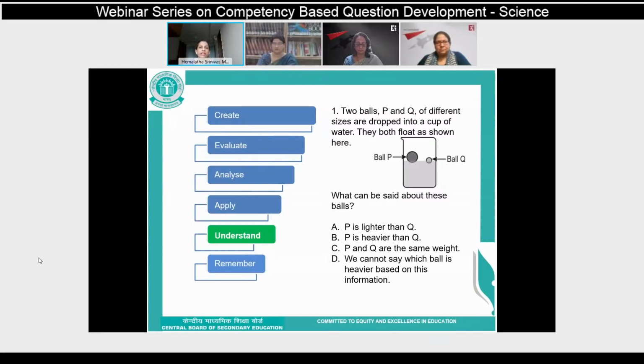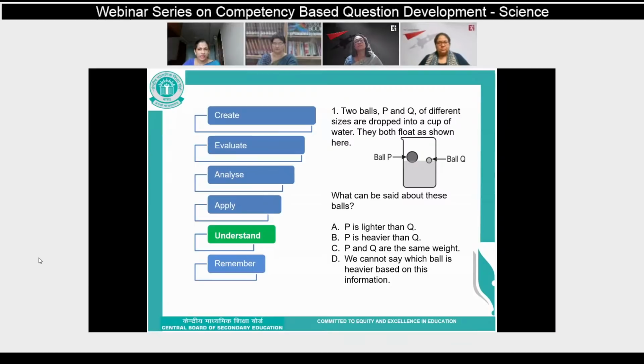This is a very interesting question. I would like to take a moment to read this. These two balls P and Q of different sizes are dropped in a cup of water. They both float as shown in the figure. What can be said about these balls? That means this is purely an understanding or comprehension based question. That means which material these balls are made of. Based on the figure, the understanding occurs.